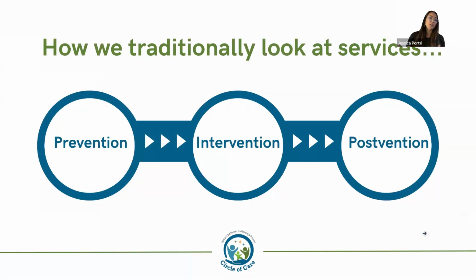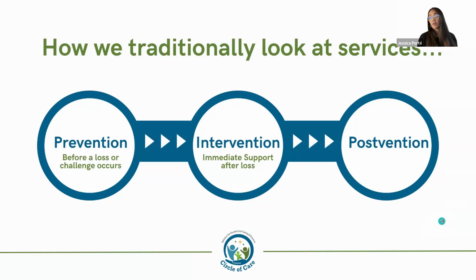And so how we traditionally look at services is more in a linear fashion, right? So it's before a loss or challenge has occurred, which is the prevention, all of those risk management efforts, right? You're trying to introduce those opportunities. The intervention is immediate support after a loss, which you can think of as crisis response, how it tends to be framed. And then postvention work. What are those ways that we introduce resources that reduce long-term challenges? And so we kind of look at it as before, middle, and end.